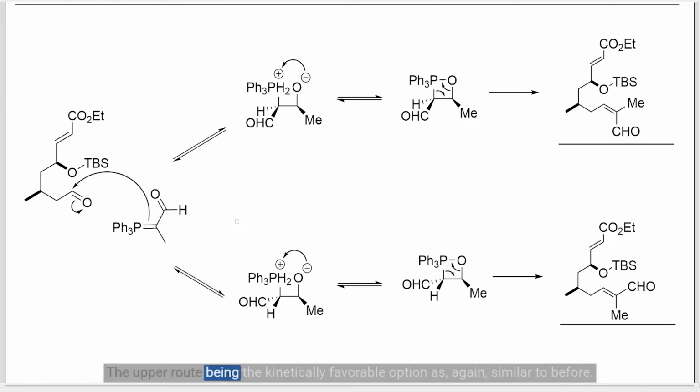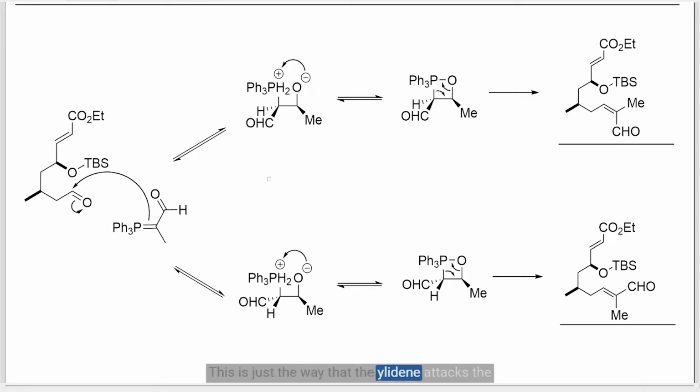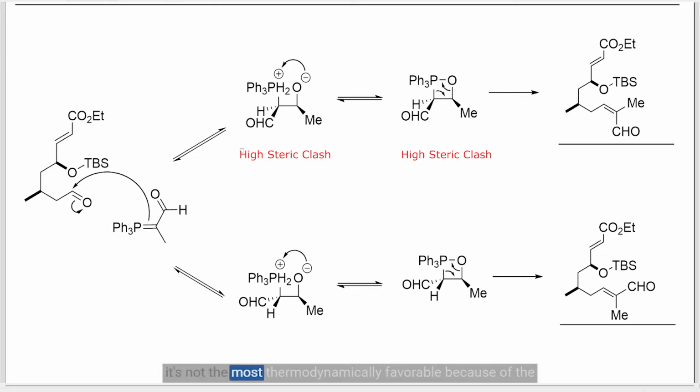The upper route is the kinetically favorable option, as again, similar to before, this is just the way that the ylidene attacks the carbonyl with the two bulkier groups on the same face. So while this is the most kinetically favorable form, again, it's not the most thermodynamically favorable because of the steric hindrance from having two bulky groups on the same face.